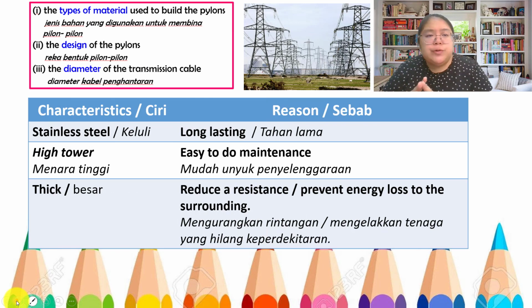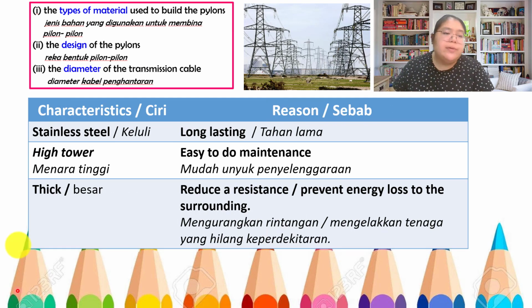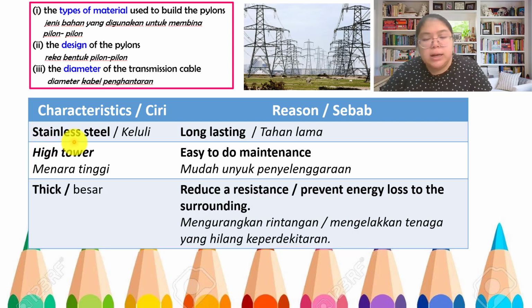Okay, so the first three points are the type, material, design, and also the diameter. The first one, we choose standard steel to build the pylons. The reason is that it is long lasting. You can also say lighter, if you compare it to the cable. It is lighter and long lasting, because we know standard steel does not rust; it prevents rusting compared to other metal.